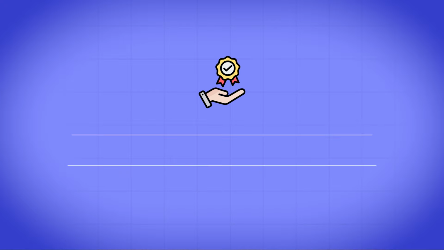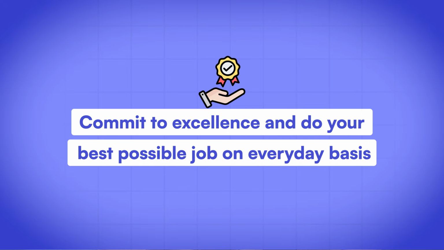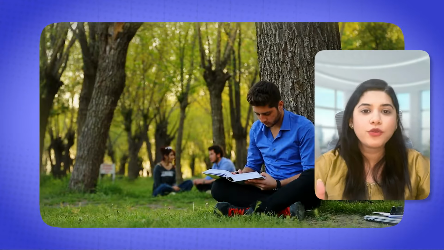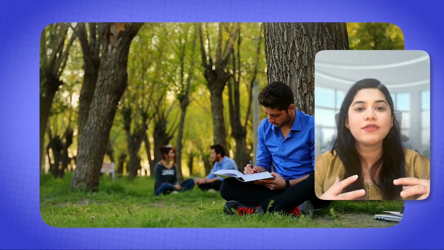The last extremely important point is to commit to excellence and do your best possible job on an everyday basis. Whenever you sit for GMAT preparation, be it 1 hour, 2 hours on a daily basis, just make sure that you are going to give this productive hour. You're going to focus on these set of, say, 10 questions, 15 questions, and not look at your phone after every question. You're going to behave exactly how you're going to behave in the exam hall when you go to take your exam. If you do that honestly, with authenticity, and give that commitment on a daily basis, I'm very sure 2 months is good enough for any average student.